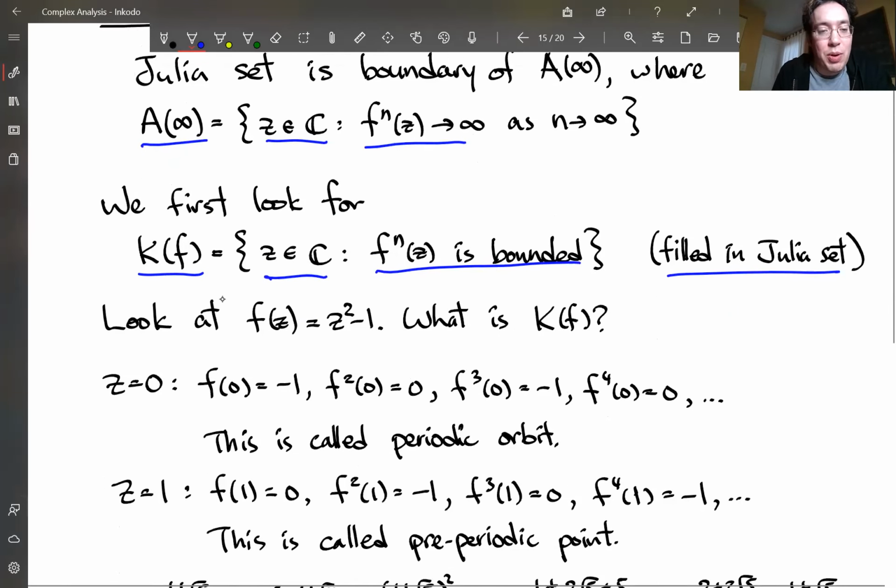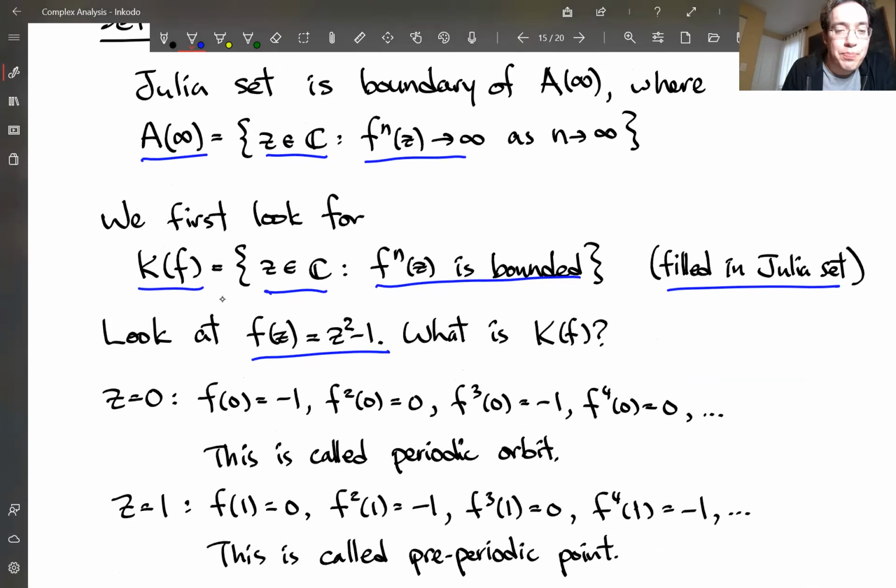So for example, let's look at z squared minus 1. What would be the filled-in Julia set here? Well, what we could do is just try some z's and see if it blows up or not, right?